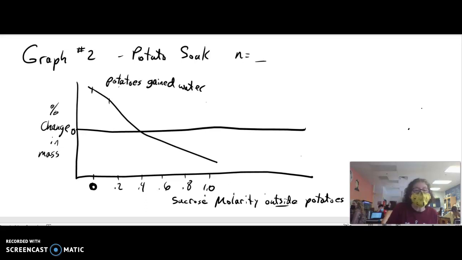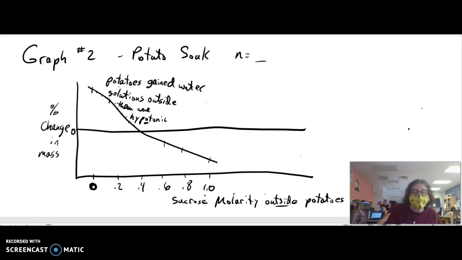Because the solutions outside them, right? The solutions that were outside them were what to them? Yes, they were hypotonic. So all these points above this line represent solutions that would have been hypotonic to the potato and cause them to gain water, right? Okay. What about down here?